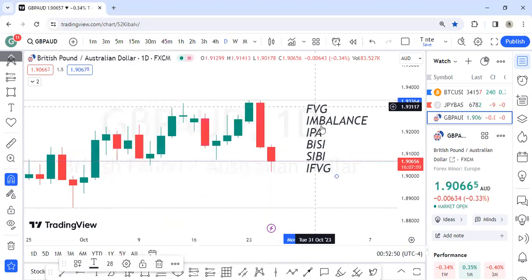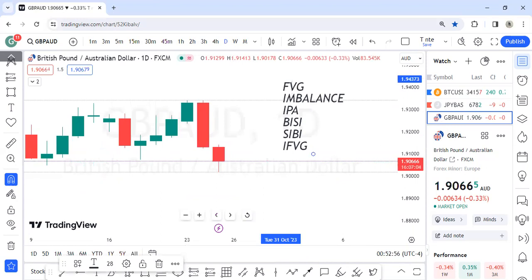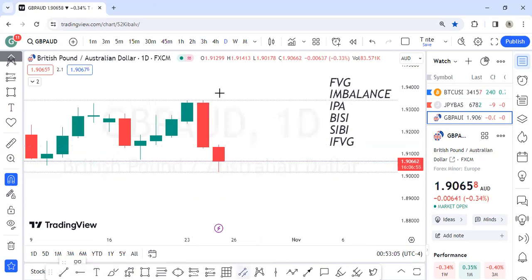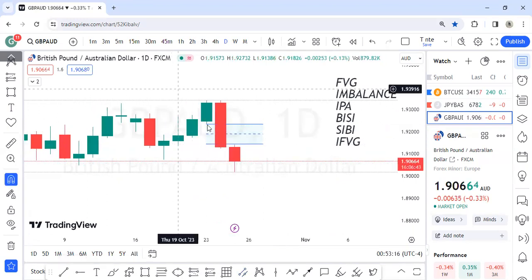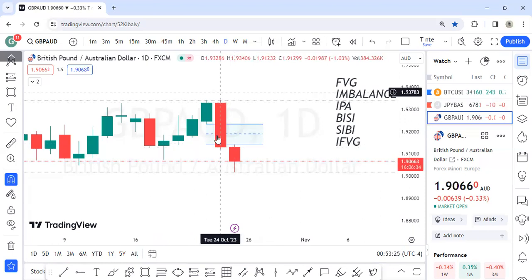I'll touch on some of them to show the little difference. Basically, a fair value gap is identified by a gap between two candles. That means when you see one-sided movement, the gap between this candle and this candle is what's referred to as a fair value gap. Between here and there, we had only sellers. That means the market was only bearish between this candle and this candle. That's also referred to as a fair value gap or an imbalance.